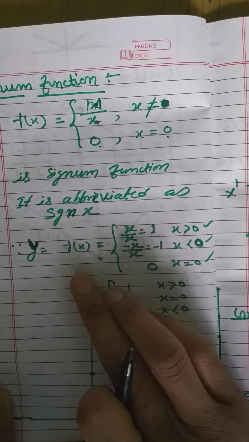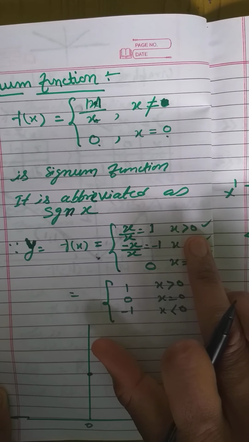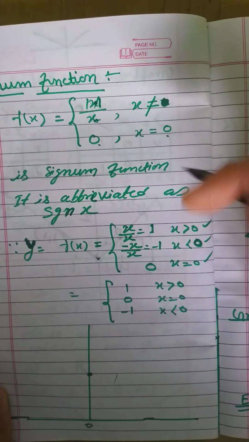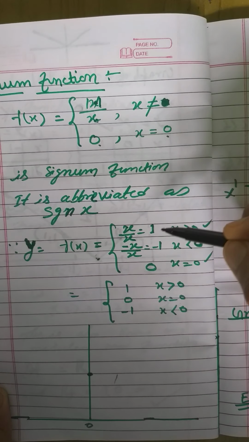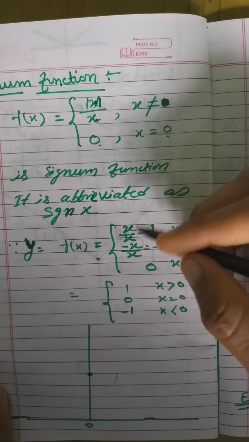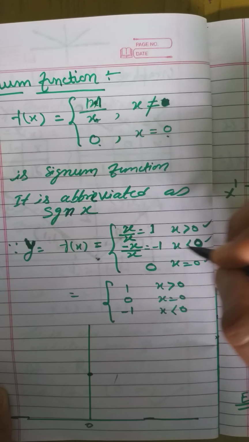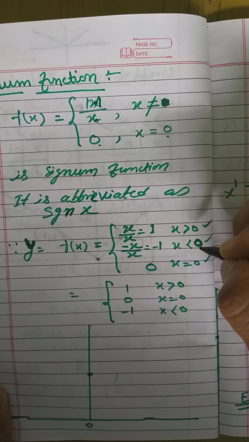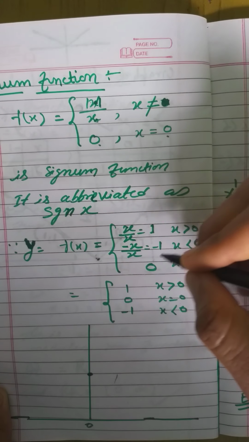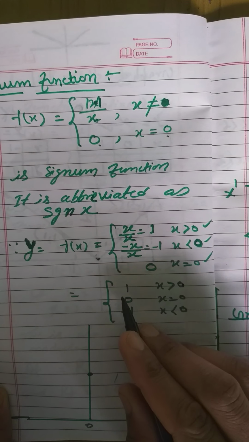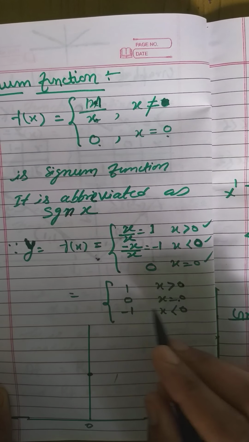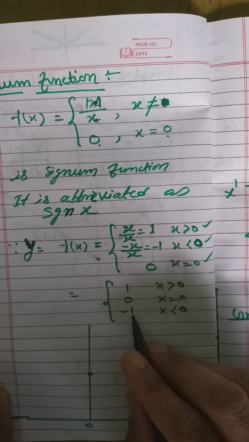y equals f(x). When x is greater than 0, the modulus function will be positive, so in place of |x| you can write x, and x upon x equals 1. And it will be minus x upon x if x is less than 0, which is minus 1. If x equals 0, it will be 0. So if x is greater than 0, it will be 1. If x equals 0, it will be 0. If x is less than 0, it will be minus 1.